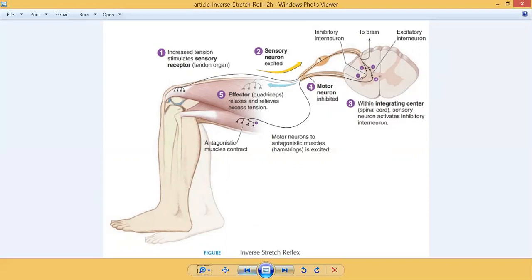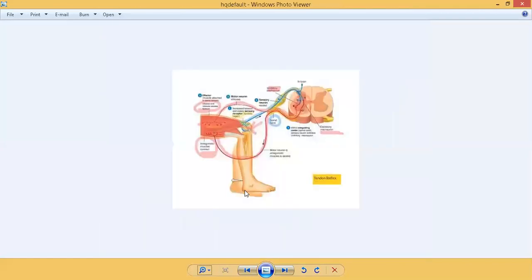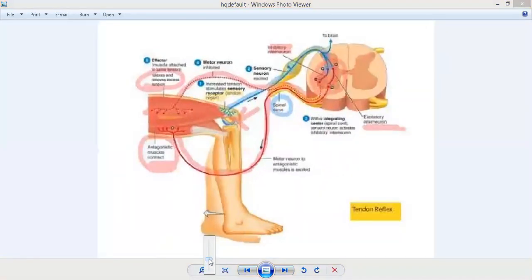In stretch reflexes, the receptors are not present in the skin, but they are present in the muscles themselves. So whenever there is a stretch of the muscle, it will lead to the activation of these receptors and impulses will go to the spinal cord.